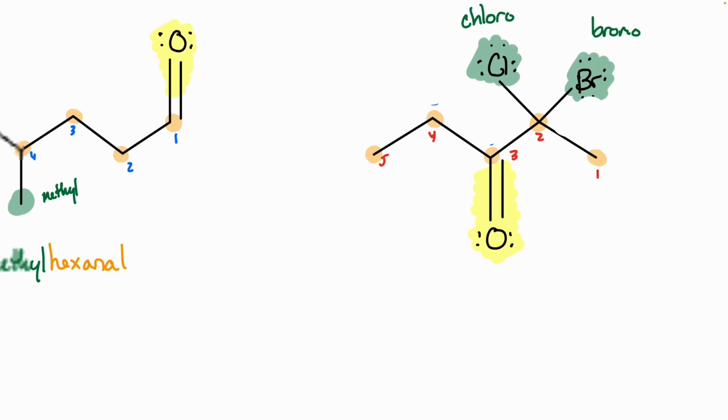So putting it all together and making sure to assemble in alphabetical order, this would be 2-bromo, 2-chloro. Am I going to include the locant for my ketone group or not? Yes, got to include that in there as well. So 3-pentanone.